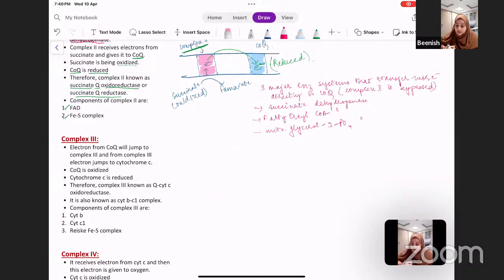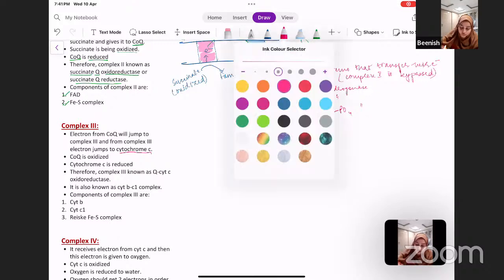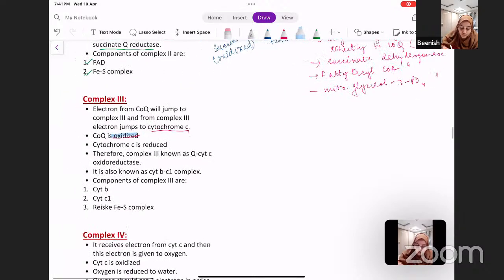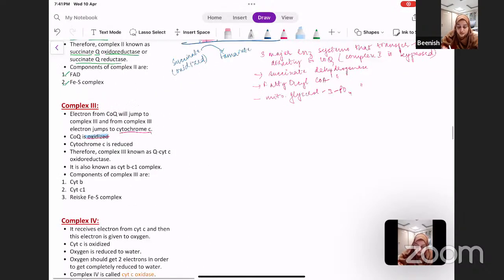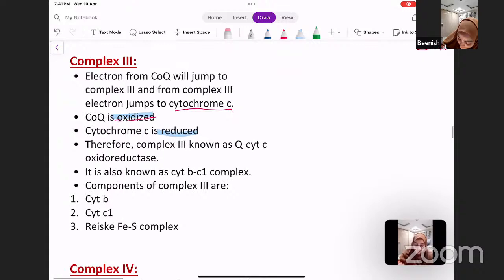So till now, I hope it's clear. Moving on to complex 3. Electrons from coenzyme Q will jump to complex 3, and from complex 3 they jump to cytochrome C. So coenzyme Q is getting oxidized, and cytochrome C is gaining electrons, so it's getting reduced. Cytochrome C gains electrons and coenzyme Q loses electrons.